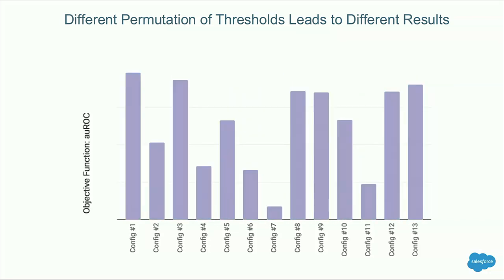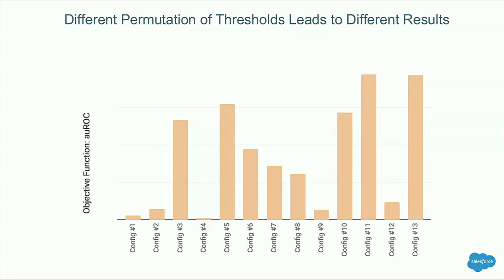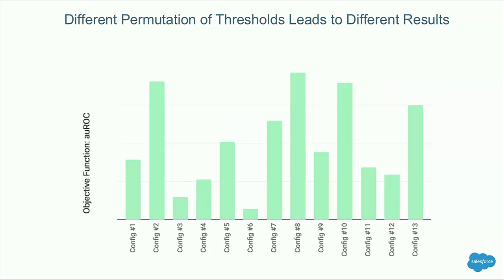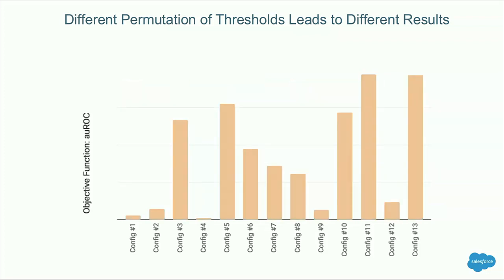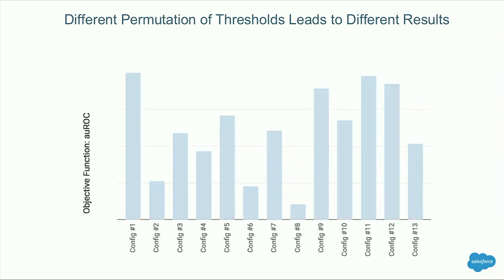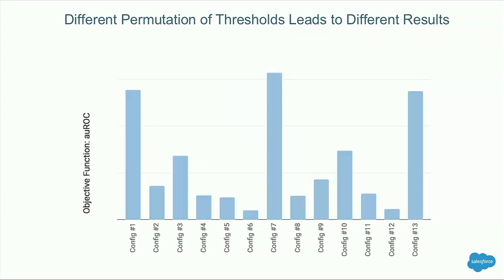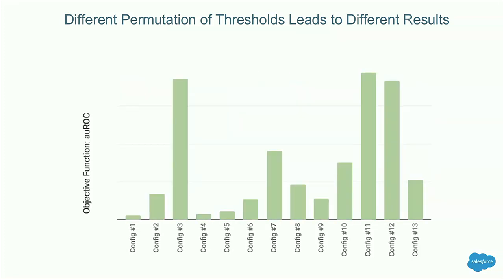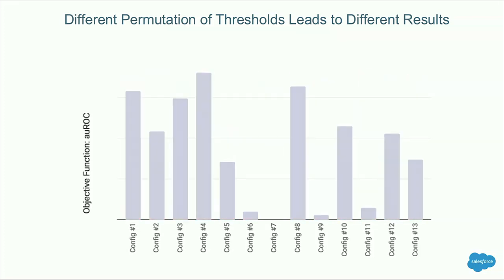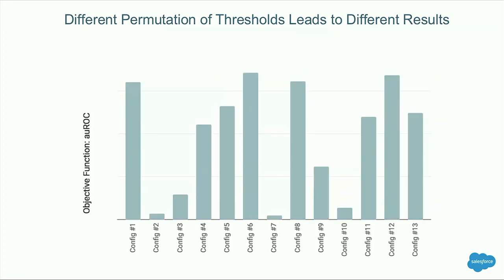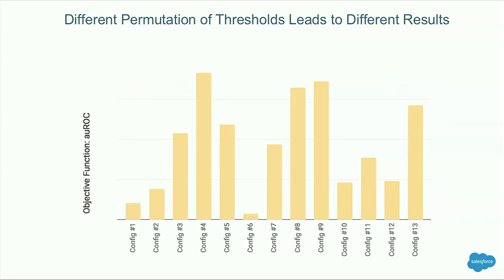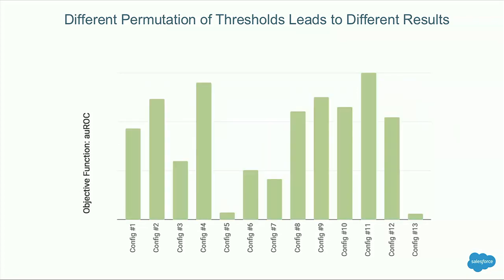GIF. On the y-axis, you have the objective function that you're trying to optimize. And on the x-axis, you have this thing called configs. A config is a permutation of those thresholds across all of those statistical measures. And what I'm trying to illustrate here is there is no one single config which wins every time. A different config wins every single time, depending upon the customer, their data set, and their use case.